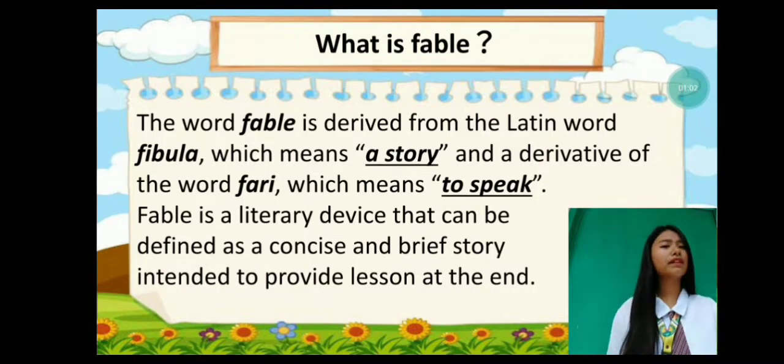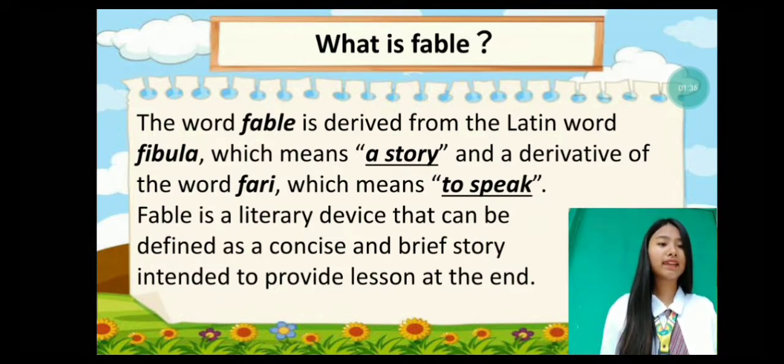So what is a fable? The word fable is derived from the Latin word fabula, which means a story, and a derivative of the word fari, which means to speak. Fable is a literary device that can be defined as a concise and brief story intended to provide a lesson at the end. So in short, a fable is a kind of brief story to speak that is intended to provide a lesson at the end.